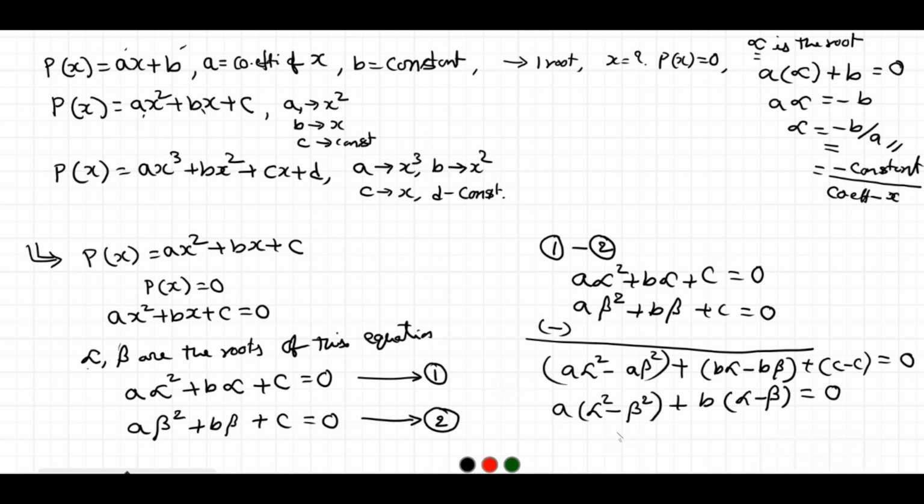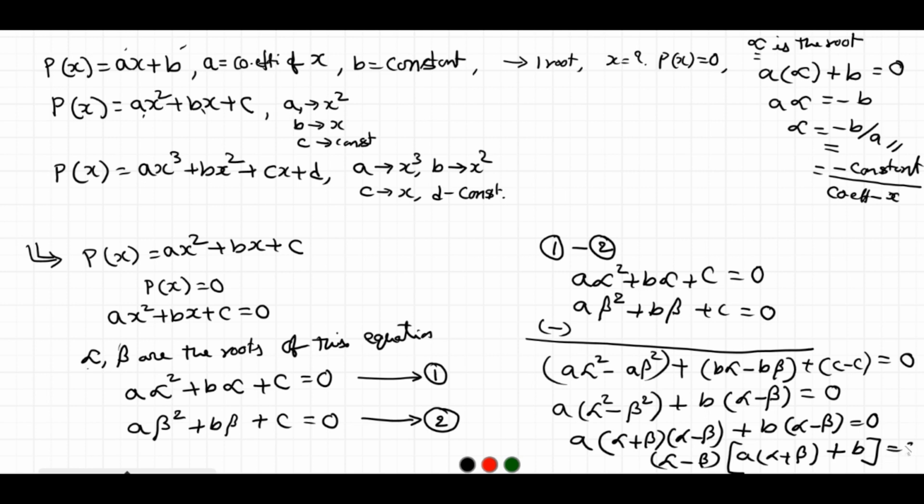Now we can write alpha square minus beta square as alpha plus beta into alpha minus beta, we know this identity, plus b into alpha minus beta is equal to 0. Take the common alpha minus beta here. In the first term we have a into alpha plus beta, and in the second term we have b, is equal to 0.